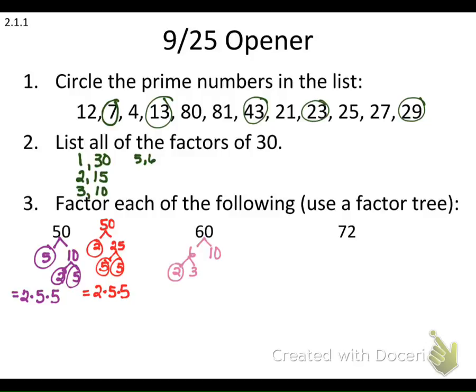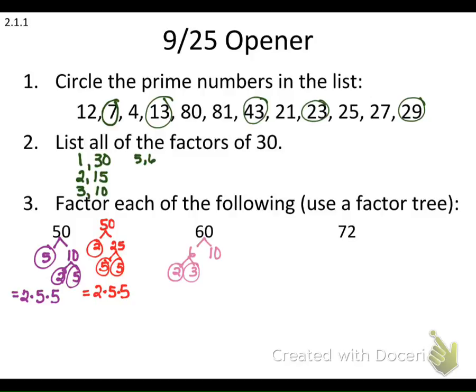What about 3? Can I factor 3? What two numbers can I multiply together to get 3? 3 and 1. Well, any other numbers? No. So it only has 2 factors, right? Because it only has 2 factors, it's going to be a prime. I'm going to circle it.